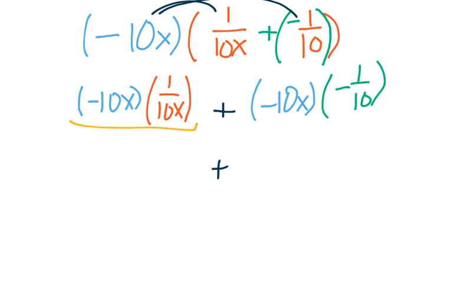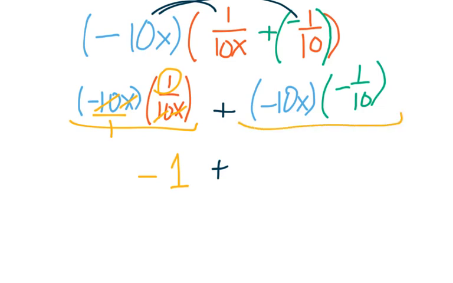So in this first term here, I have a negative times a positive. That will definitely leave me with a negative. And I will have a 10 in the numerator and a 10 in the denominator, and those will cancel out. And I'll have an x in the numerator and an x in the denominator, and so I'm left with 1. Now please notice it's not 0. I'm still multiplying, so I'm just multiplying by 1. So I end up with negative 1.